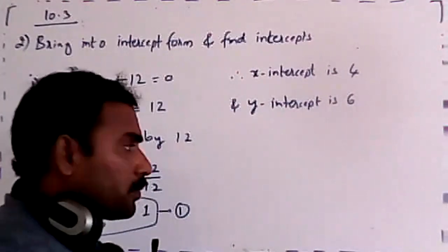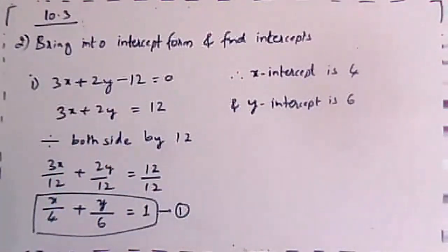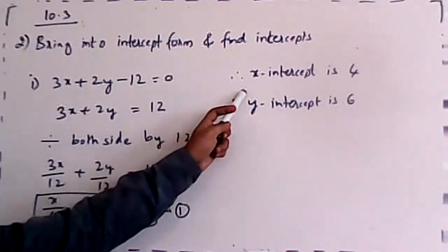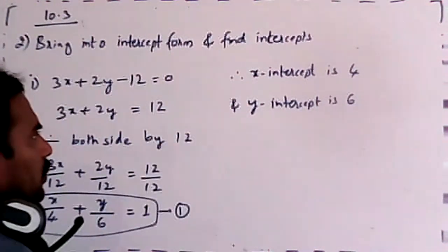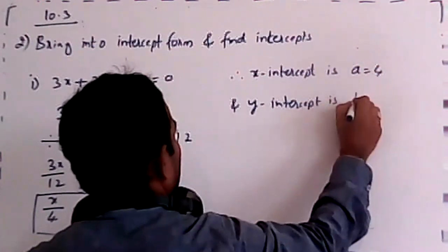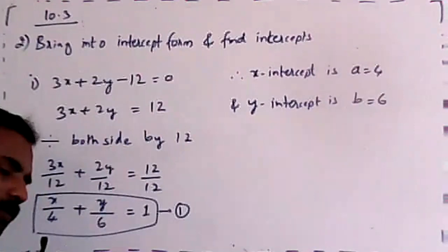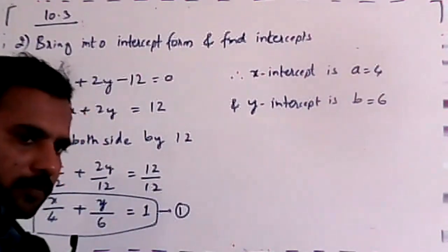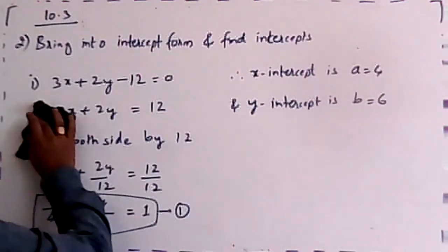Now we'll go to the next problem in the same. I hope you understood x by a plus y by b is equal to 1. So the x intercept, that is a, is equal to 4, right? b is equal to 6, right? Let me take the next one.